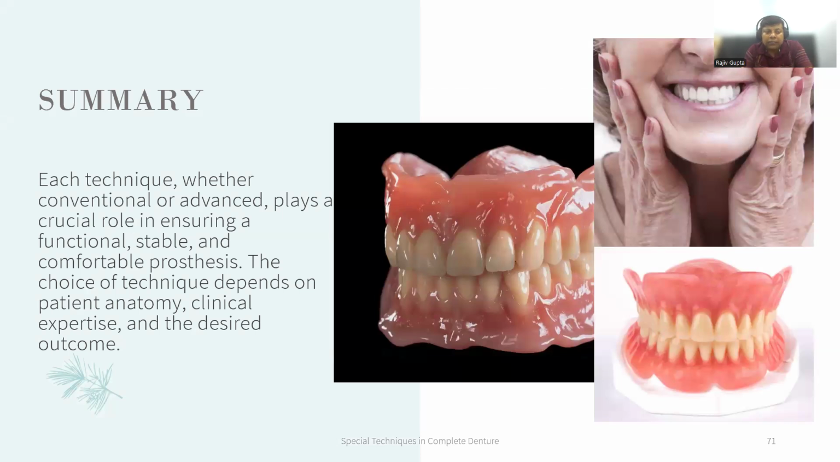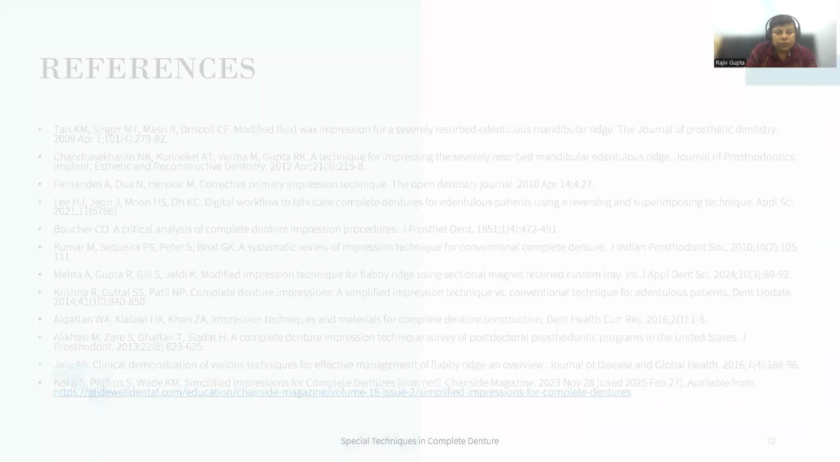To summarize my lecture, I would say each technique, whether conventional or advanced, plays a crucial role in ensuring a functional, stable, and comfortable prosthesis. The choice of technique depends on the patient's anatomy, clinical expertise, and the desired outcome. It's not that one particular system or technique suits all. So we have to be thorough with all possible techniques and all possible clinical conditions, and know which technique will be suitable for which situation. It's not that one technique will be applicable to all. We need to understand the particular clinical scenario, and then which technique will be best suited for that situation. So these are my references.